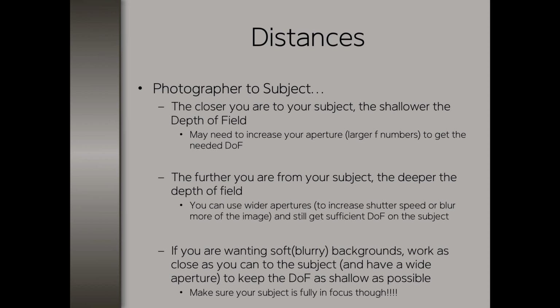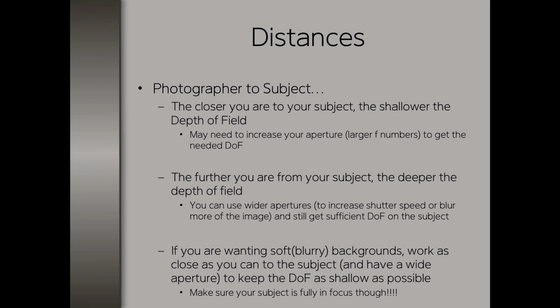So thinking about the photographer to subject distance, the closer you are to your subject, the shallower the depth of field. So let's say you're out in the garden and you're shooting a flower. Depending on your equipment and the lenses that you're using, you may get within 6 inches, 8 inches of that flower to shoot it. And when you get that close to your subject, your depth of field is really just in fractions of an inch, unless you open up, increase your aperture to try to get a deeper depth of field.